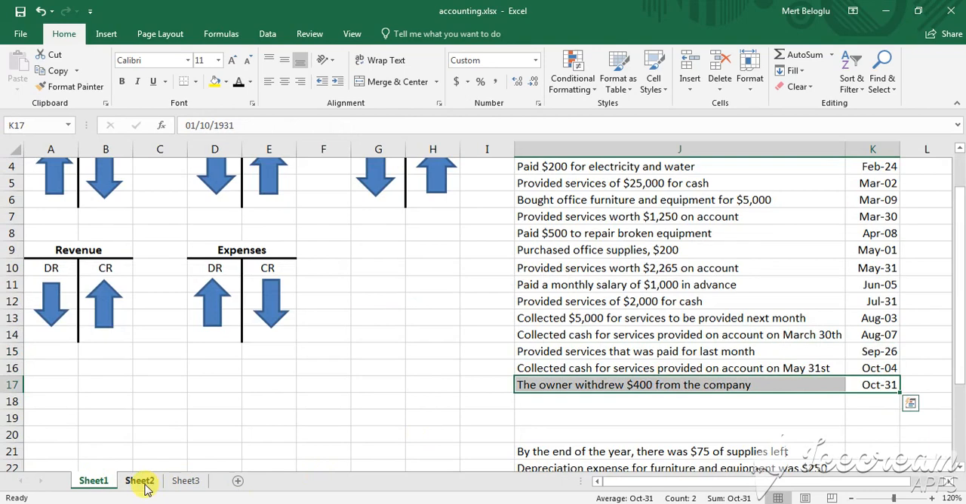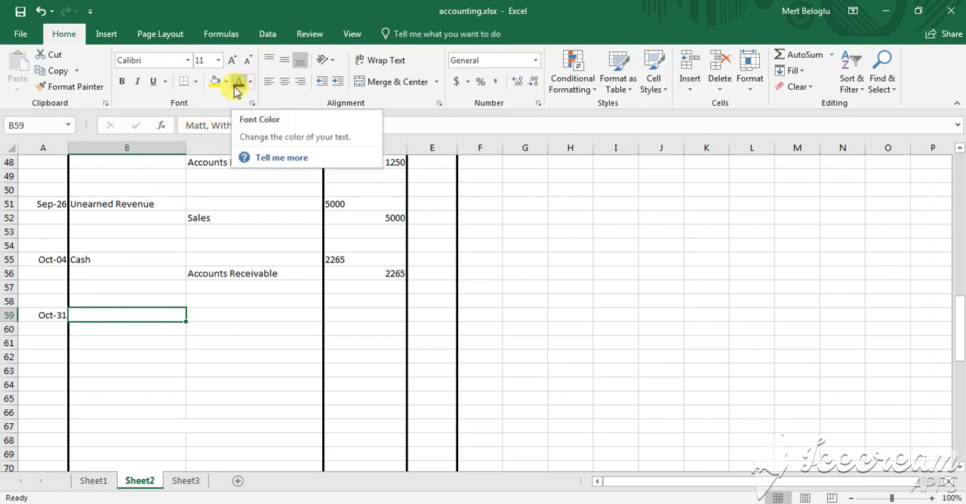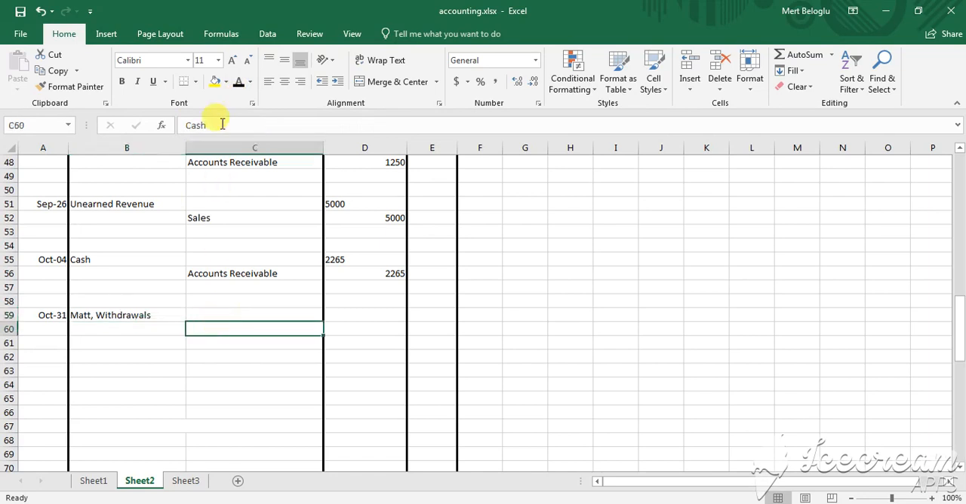Our last transaction is happening on October 31st. The owner withdrew $400 from the company. Withdrawal account is another equity account, and it increases on debit. It gets treated like an expense. So we can name the account as owner's withdrawals and credit cash, since we are decreasing the amount of cash in the company by $400.